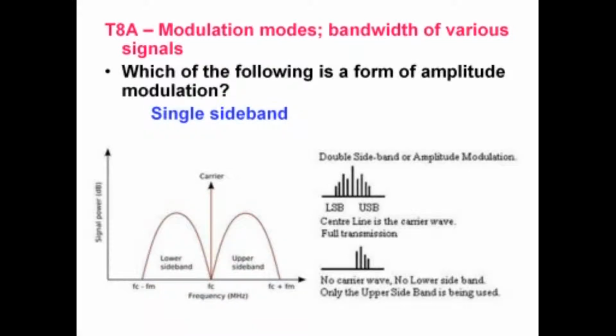Okay, modulation modes, bandwidths of various signals. Which of the following is a form of amplitude modulation? And I should put the distractors in here for that. The correct answer is single sideband.